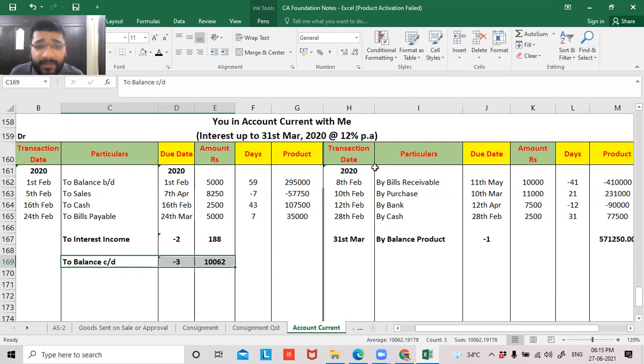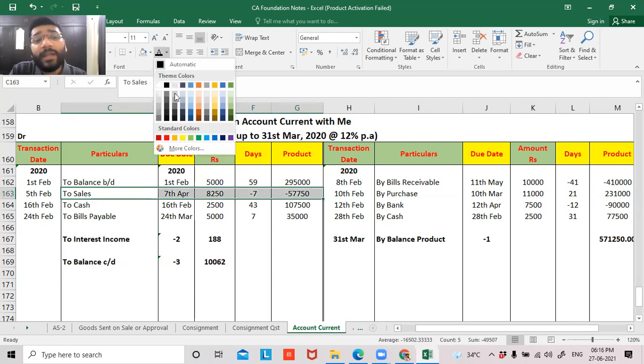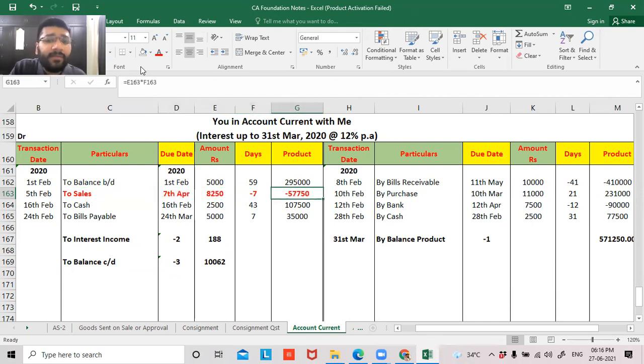Now, what is red ink interest here, guys? All these things which are coming in negative, this is red ink interest. In those olden days, whenever people were preparing the account current statement, if there was anything coming in negative, they used to mark it in red. That is why it is called red ink interest.